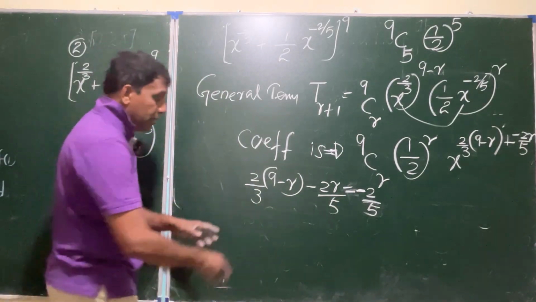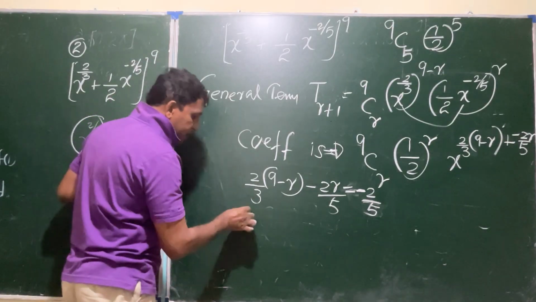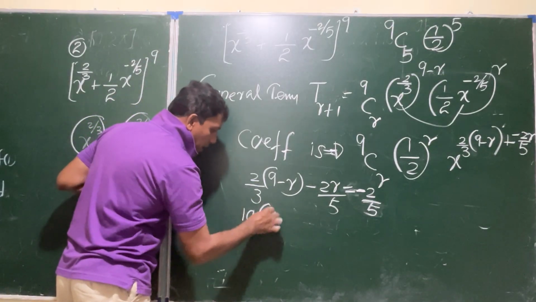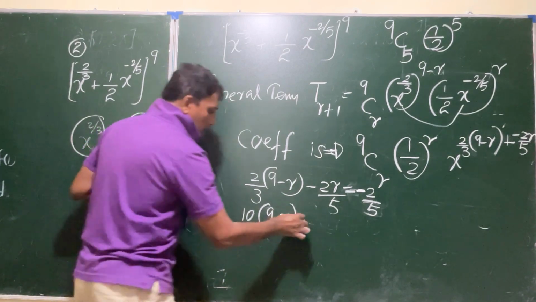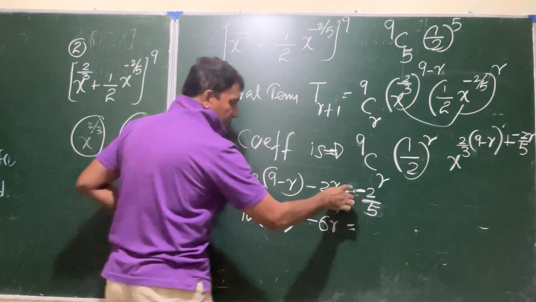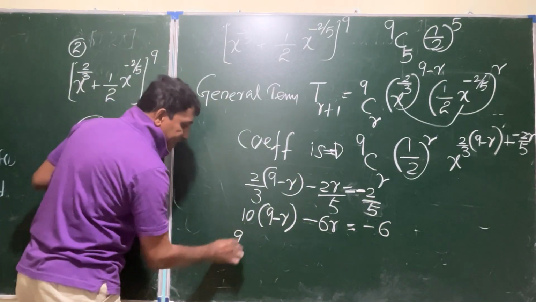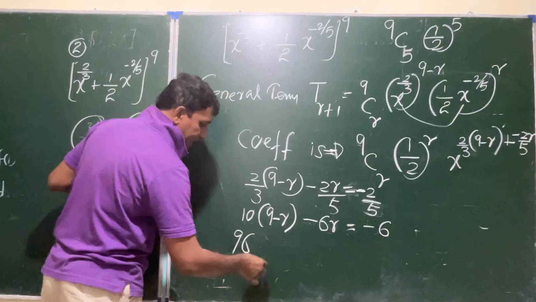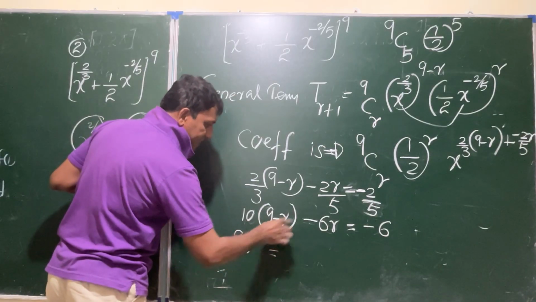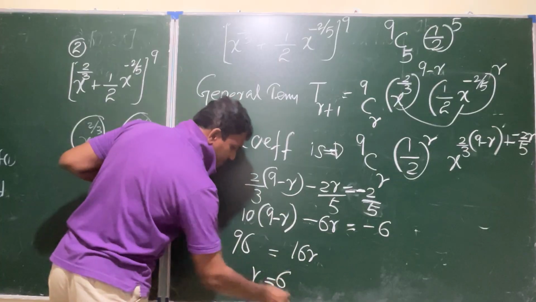Now we simplify in a similar way, once again multiplying by 15. So here 10 into 9 minus r. Here multiply by 15, 6r. Here multiply by 15, minus 6. Okay, so what is 96? 96 equals minus 10, 16. Wow. So r is 6.